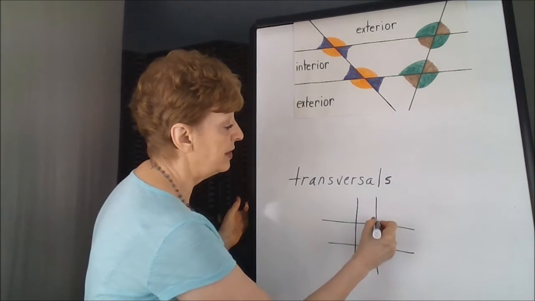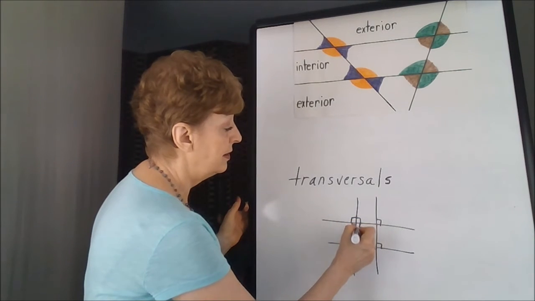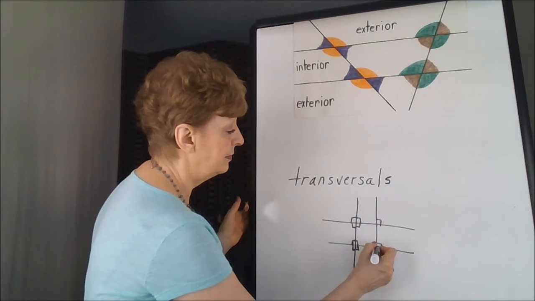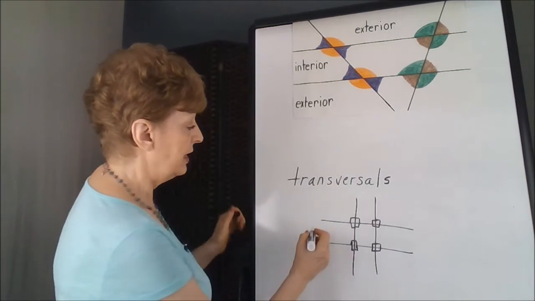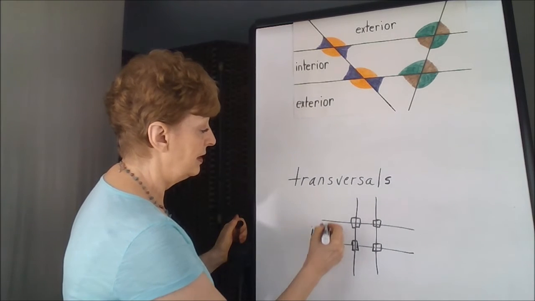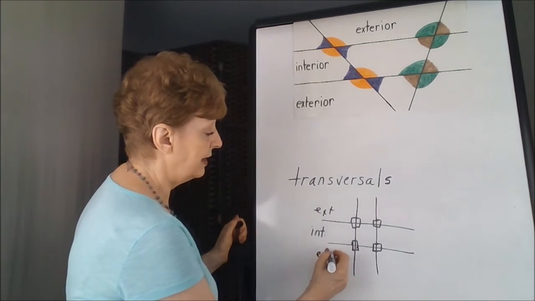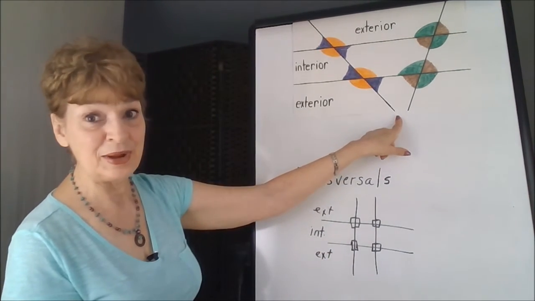When we've got perpendiculars, then everything is a right angle, everywhere on this. Then everything matches everything. So your interior angles and your exterior angles are all 90 degrees. But that's not what we're talking about here.